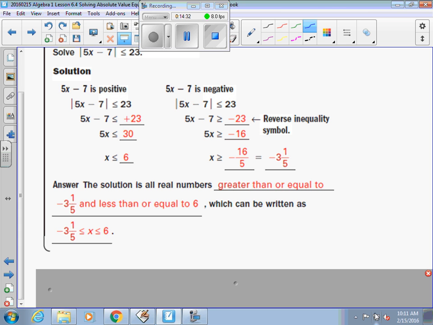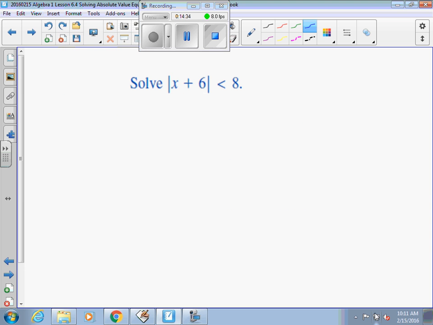On the back again, solve this one. The absolute value of x plus 6 is less than 8. Take about 1 minute. Remember, reverse the symbol, change the sign.